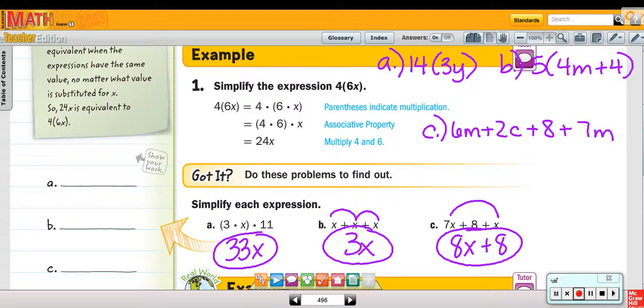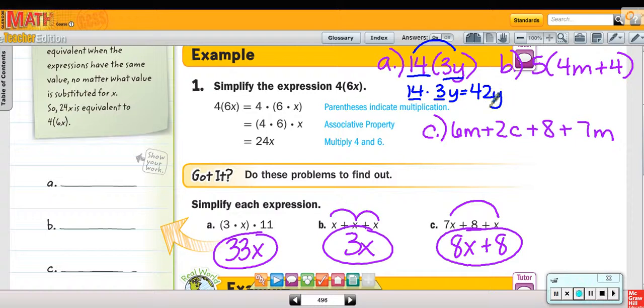Okay, let's take a look at these 3 problems that I created for you. In letter A, we're sharing really this 14 with 3y. So that really means 14 times 3y. Do you agree? We can't really multiply 14 times the y, but we can multiply 14 times 3. What's 14 times 3? 42. So this equals 42y. That's as simple as it can get. Does that make sense?